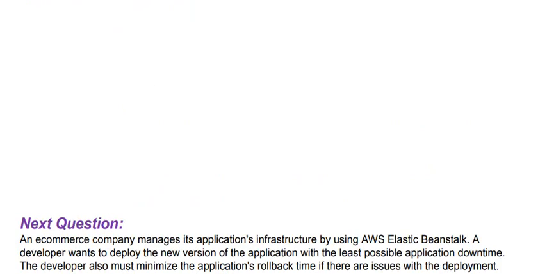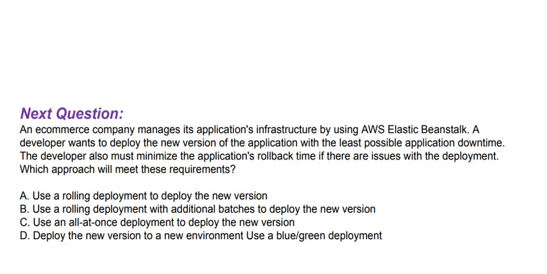Next question is: an e-commerce company manages its application's infrastructure by using AWS Elastic Beanstalk. A developer wants to deploy the new version of the application with the least possible application downtime. The developer also must minimize the application's rollback time if there are issues with the deployment. Which approach will meet these requirements?